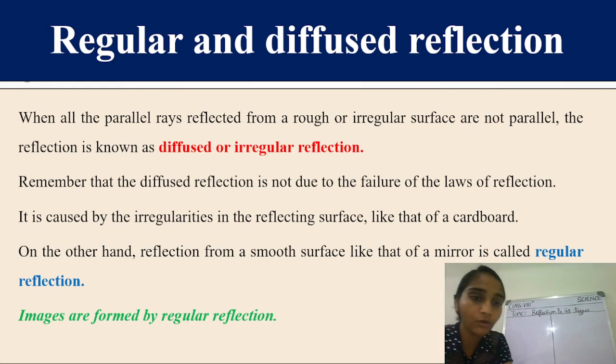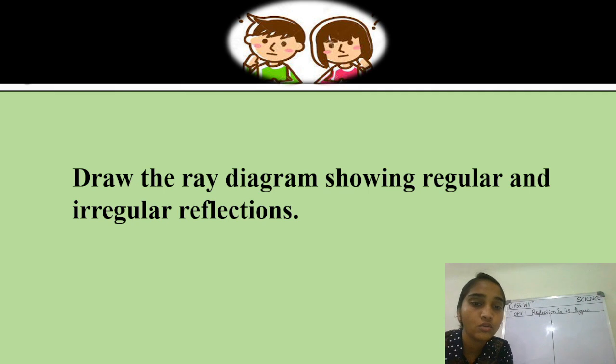So now, students, I want you to draw the ray diagram showing the regular and the irregular reflections. You can draw it in your notebooks. Meanwhile, I will also help you out, because just now we have seen how parallel rays will strike a regular surface, and what will happen if they strike an irregular surface. So first let us draw for the regular and then for the irregular.